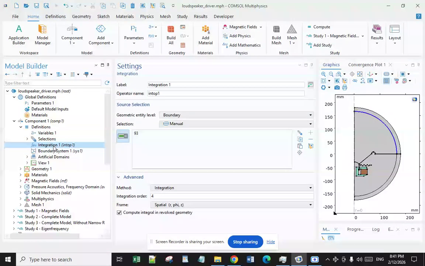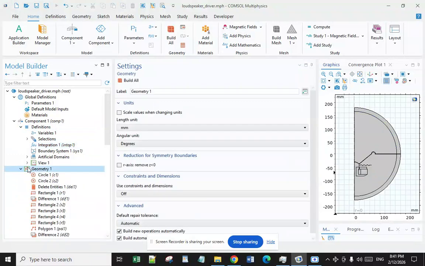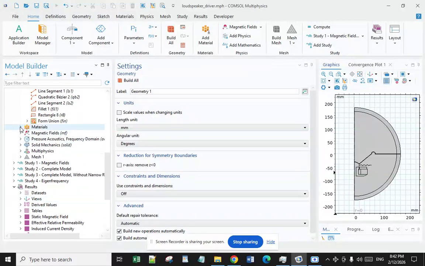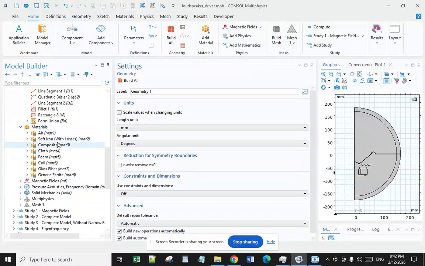There is an integration section with a specific boundary condition, and the geometry that we have is two circles based on some rectangle that has the coil. The coil will be located here. And the materials we have used are air, soft iron, composite, closed foam, cold glass, and generic ferrite. This is magnetic or ferromagnetic.